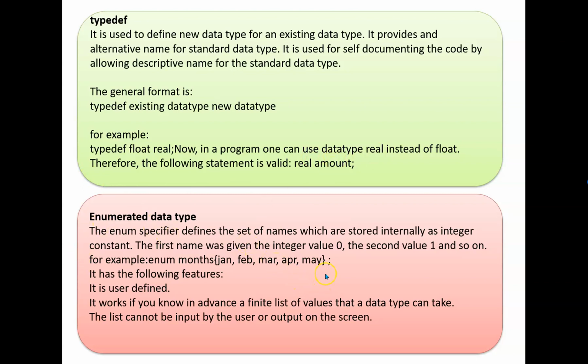Okay? And the enumerated data type defines a set of names which are stored internally as integer constants. The first name is given the integer 0, the second 1, and so on. So, for example, if we define enum months, January, February, March, April, May, it's user-defined, and it works if you know in advance a finite list. Now, the one thing is the list isn't input by the user or output by the user. You have to have routines to convert between the two. But in this case, Jan would have the value of 0, Feb would have the value of 1. Now, if you want to change the values, you can put an equal sign here. So Jan equals 1, Feb equals 2, and so forth, as long as they're integers.